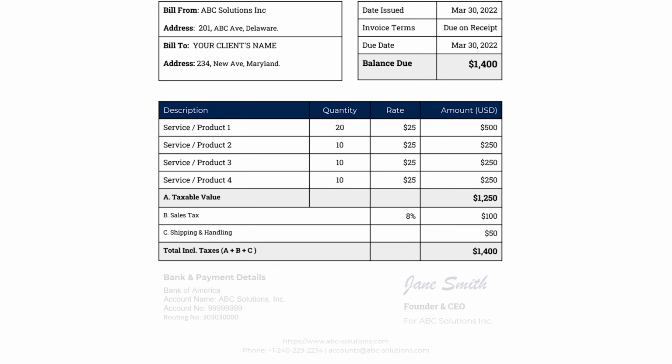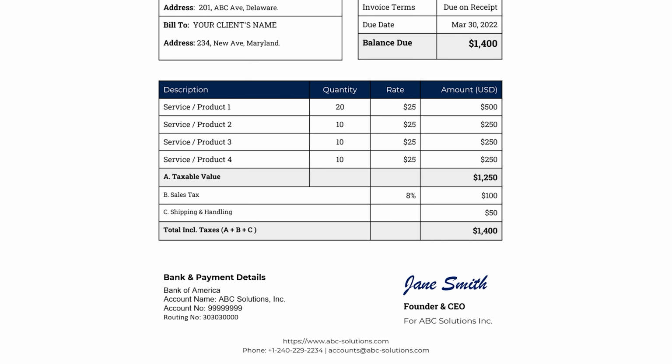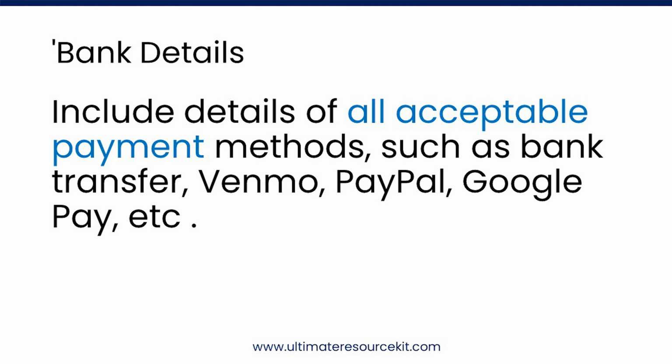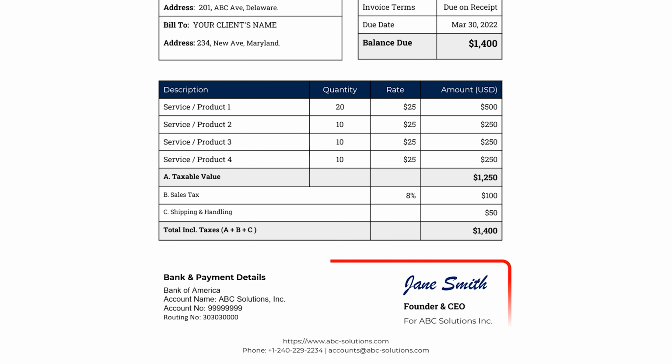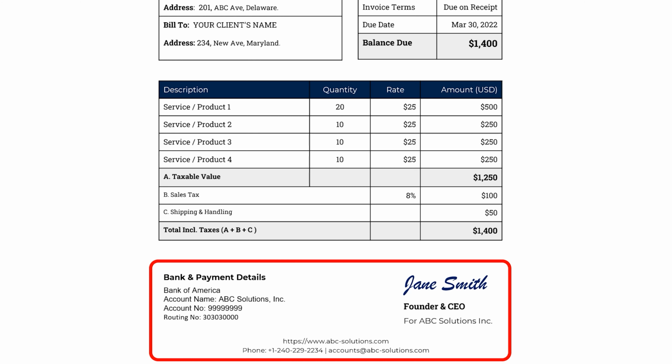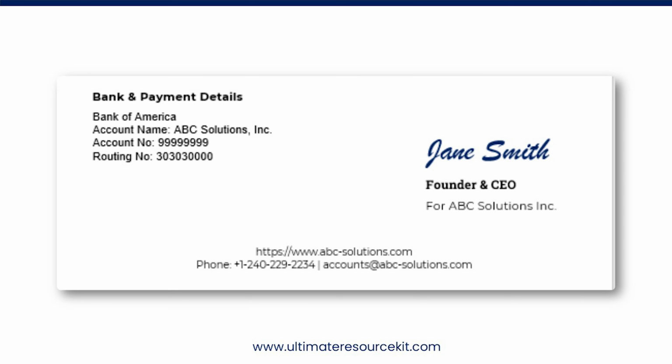In the bank details section, you provide information on how the recipient can pay the invoice. Include details of all acceptable payment methods, such as bank transfer, Venmo, PayPal, Google Pay, etc. Enter your name in the e-signature block. This is an important formal aspect of the invoice. Finally, in the additional company details section, add any extra information like your website, phone number, email, etc. This makes it easy for the recipient to reach out if they have any issues processing your invoice.